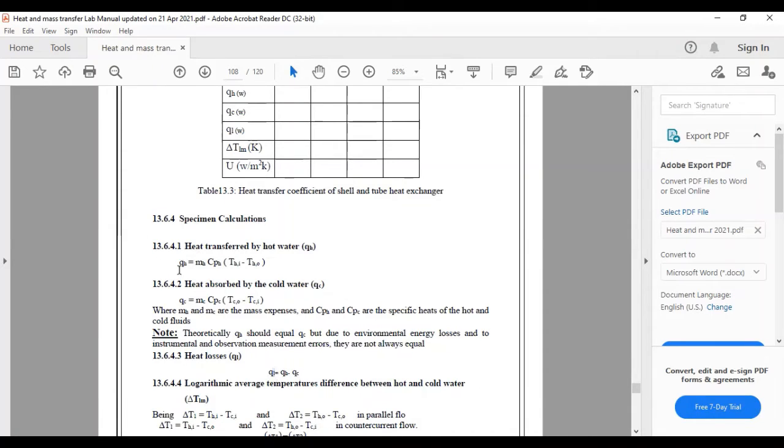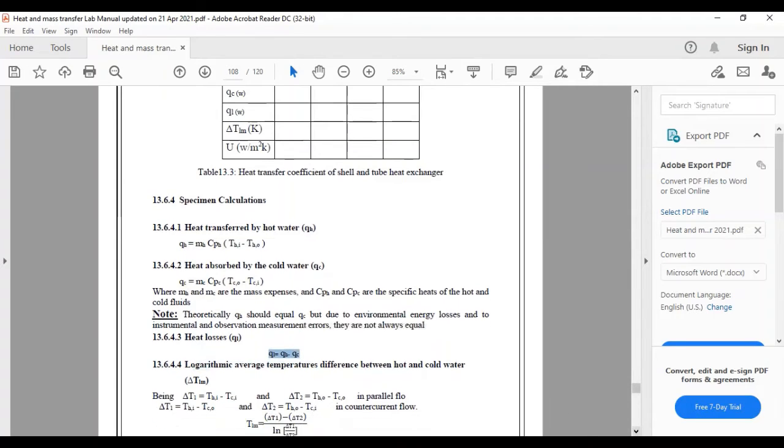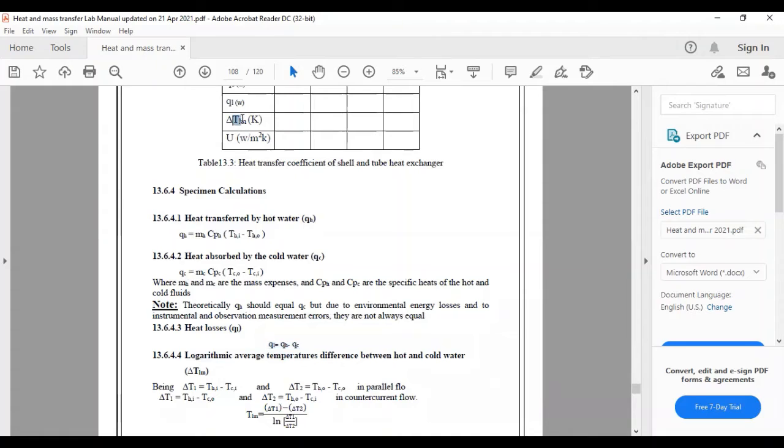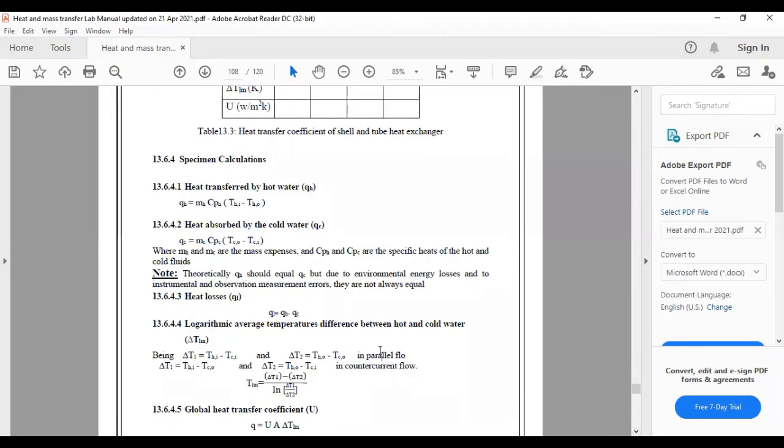This means that QH should ideally be equal to QC, but practically it will not be, and there will be some heat losses, and we have to compute all of these heat losses here. So now next is the delta TLM. This is LMTD, logarithmic mean temperature difference, for parallel flow.